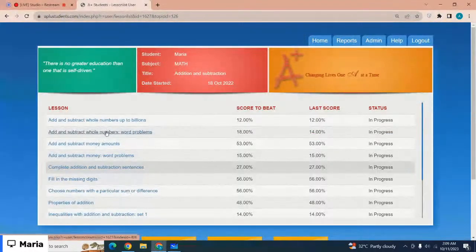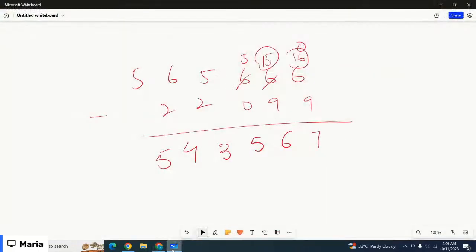Okay, the next one is the word problems. The next one is add and subtract money amounts, right? So same, you already know how to add and subtract them. Money is also numbers, so you have to add and subtract money the same way, right? Let's do some examples of adding and subtracting money amounts.